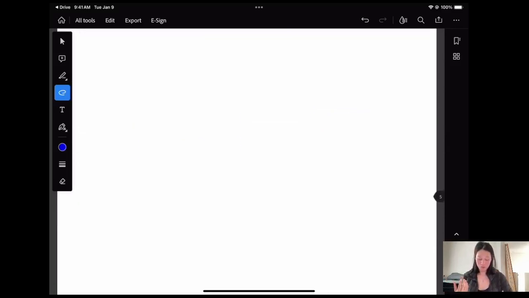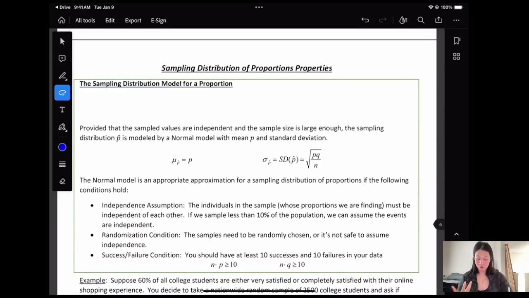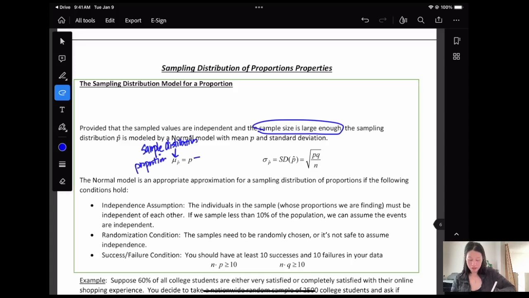In the next video, we're going to talk about the sampling distribution of proportions property. If the sample size is large enough, we can apply the sampling distribution of p hat. So we have mu of p hat, which is the mean of the sampling distribution of the proportion, and this is the population proportion.